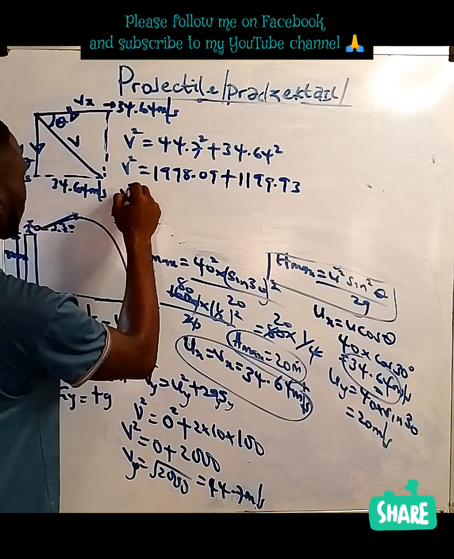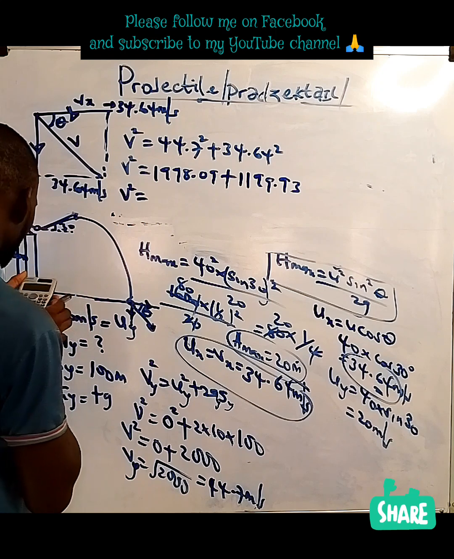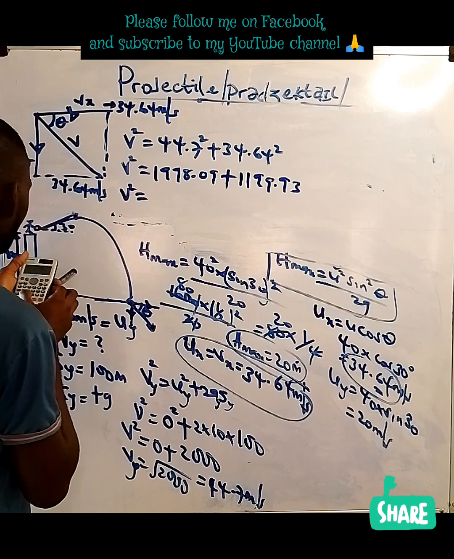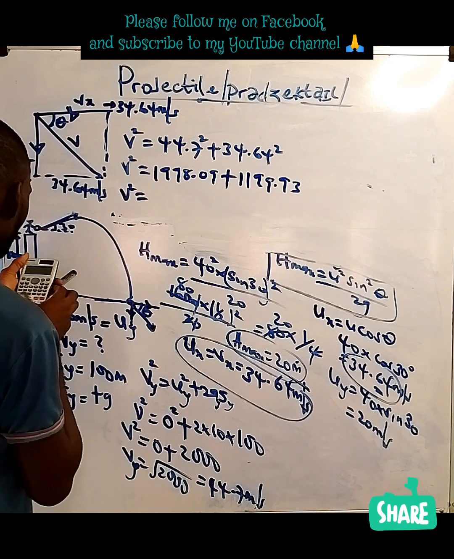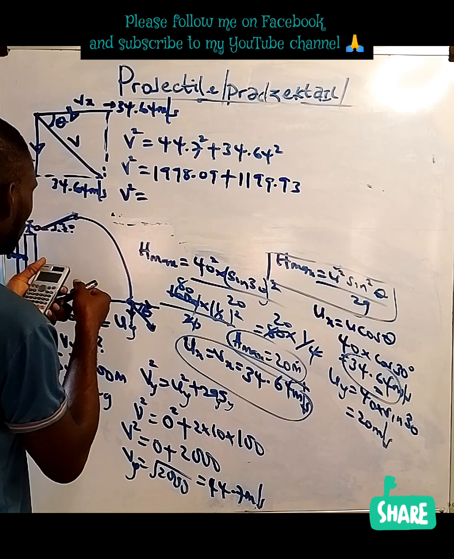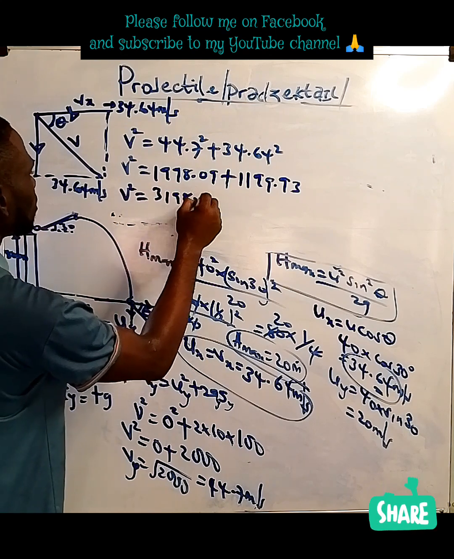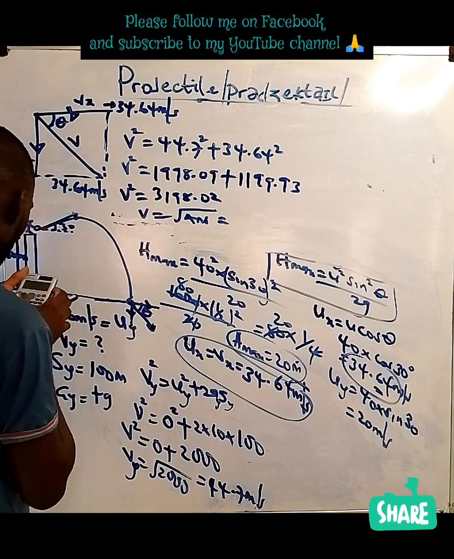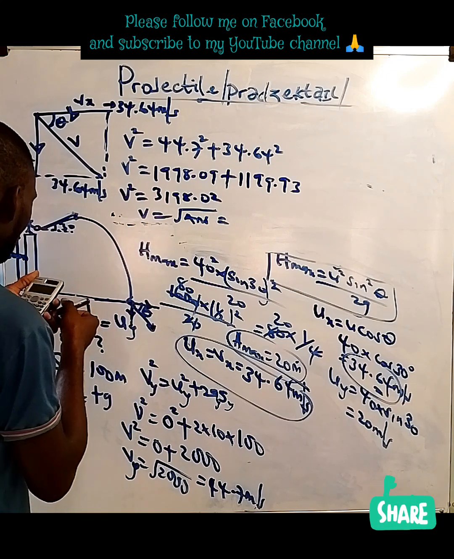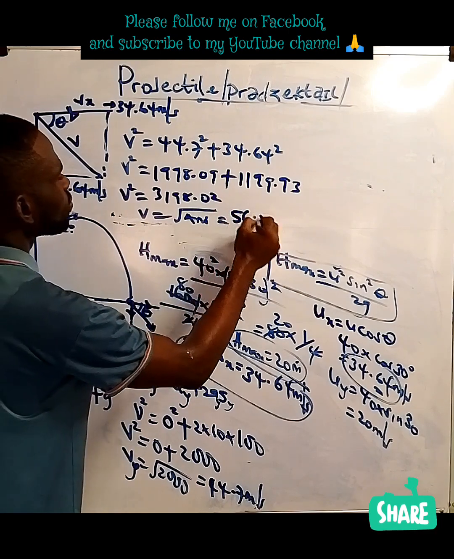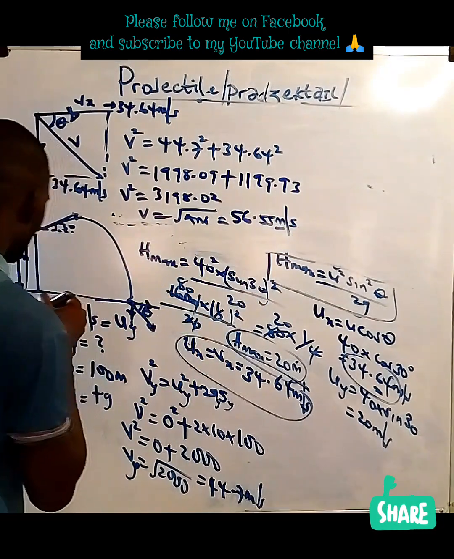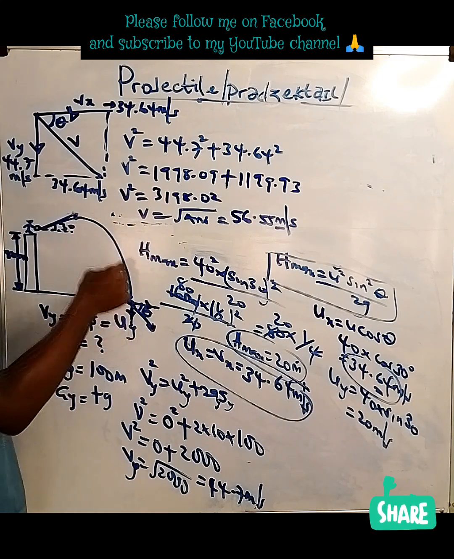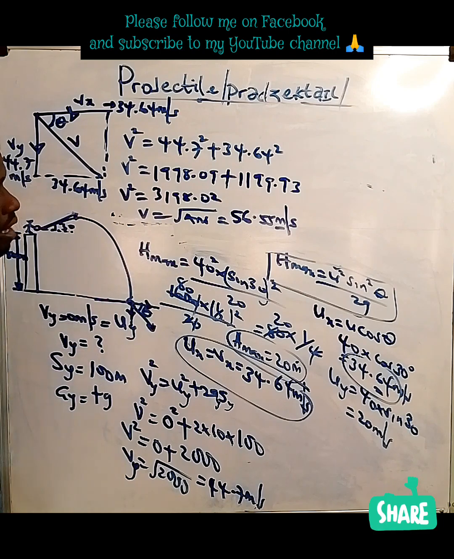The two results of V squared: 1199.93 plus 1998.09. What do we have? We have 3198.02. So the square root of the result will give us our landing velocity. The square root of the result is 56.55 meters per second. So this is the speed the very object lands with. It lands with this impact. It makes an impact of 56.55 meters per second.